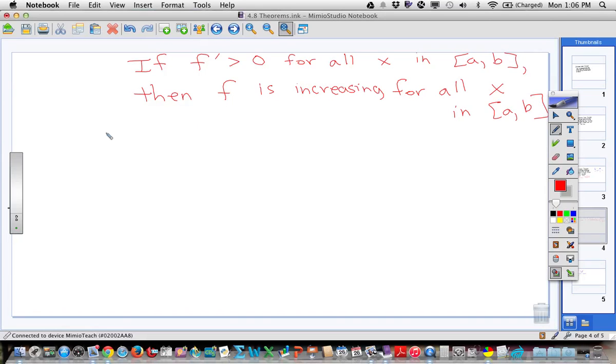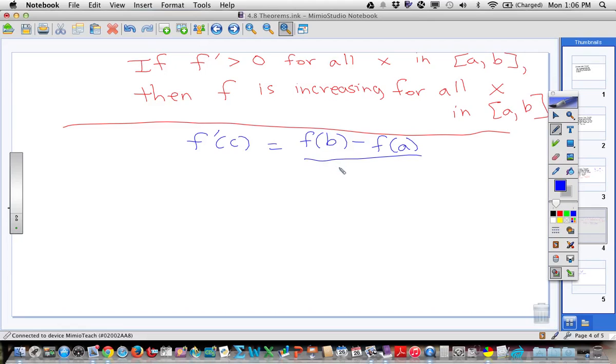Now, how would a mathematician prove this? Well, what they would do is they would start with the mean value theorem. They would start with this right here, because we know, and what they would say, let me write it down first. They would start by saying, according to the MVT, right, this is true.